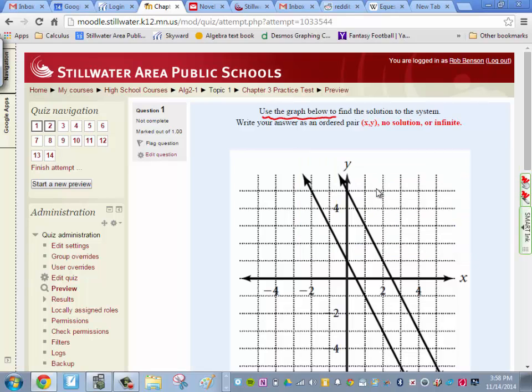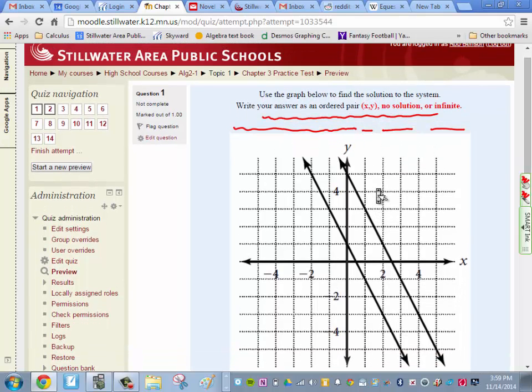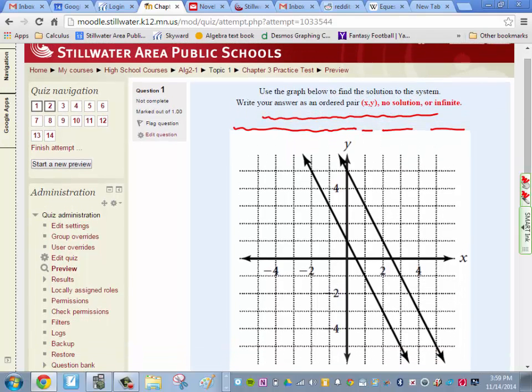Use the graph below to find the solutions to the system. Write your answer as an ordered pair, no solutions, or infinite solutions, okay? So I'm looking at this graph right here. I'm asking myself, does this graph have no solutions, infinite solutions, or is there a solution to it? Well, there's a solution if the 2 lines, this line right here and the other line, cross over each other.